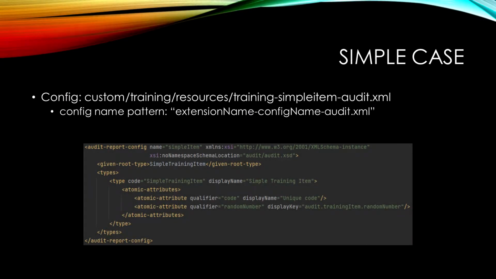Let's start with Simple Case. Here I've created Training Simple Item Audit XML file. The name is chosen by the extension config audit XML pattern. In this example, I've added two atomic attributes, code and random number, into the report. Code will be displayed as the unique code and random number will get the display text taken from the properties.